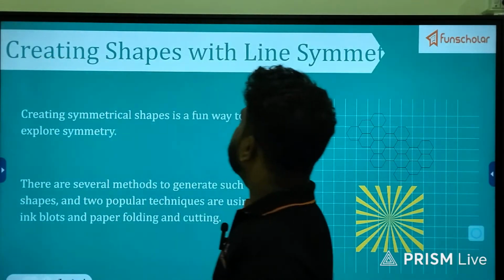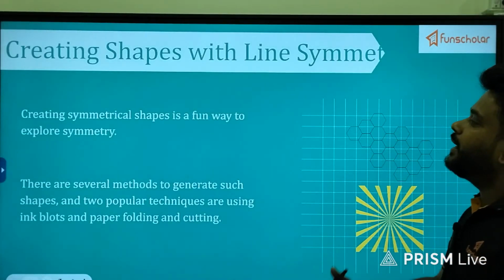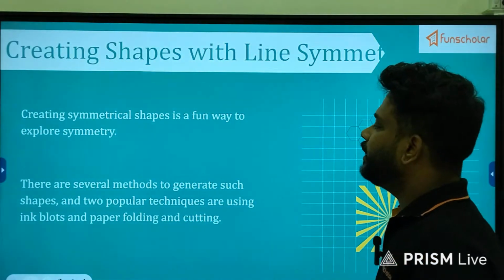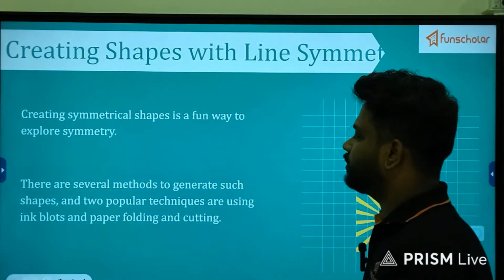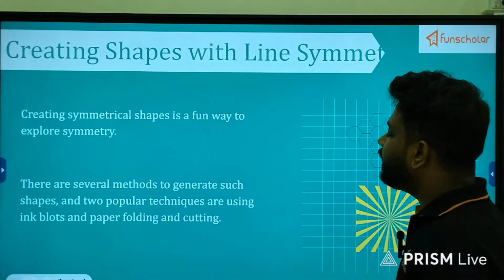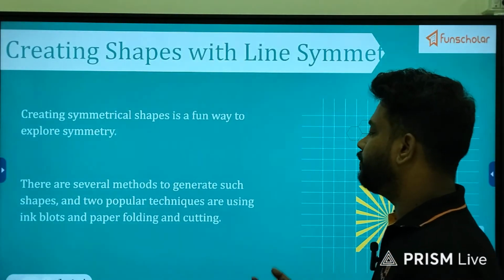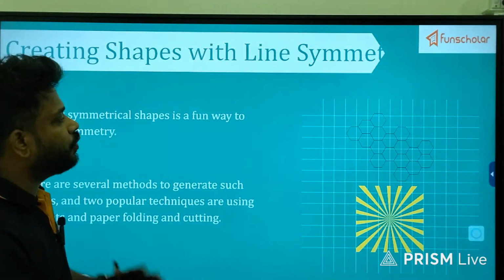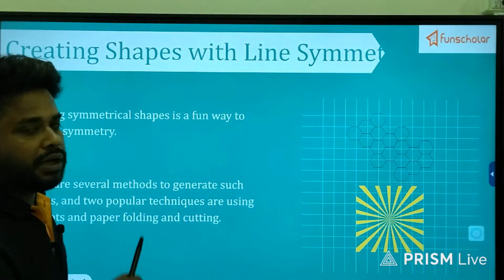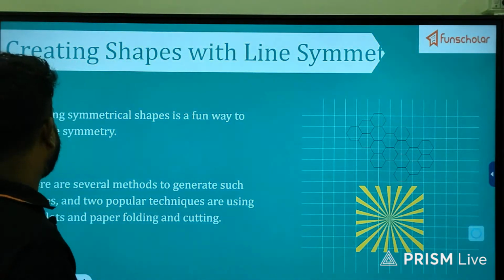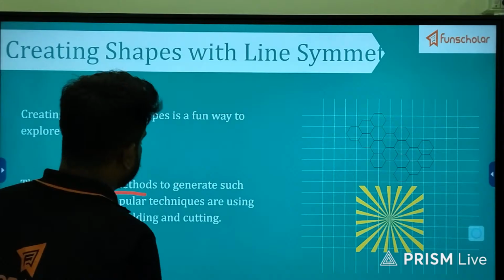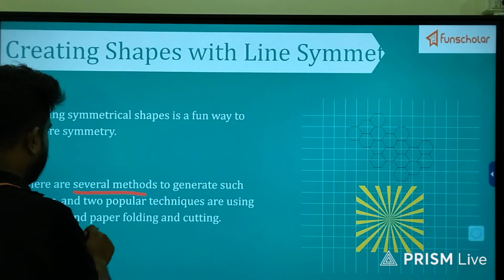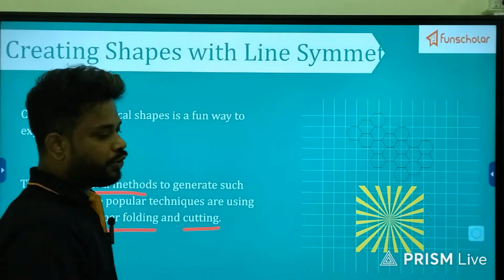That is creating shapes with lines of symmetry. Creating symmetrical shapes is a fun way to explore symmetry. Okay, there are several methods to generate such shapes, and two popular techniques are using ink blots and paper folding and cutting. Okay, so you know that. So talking about symmetrical things, they have talked about methods which generate shapes, like ink blot and paper folding and cutting.